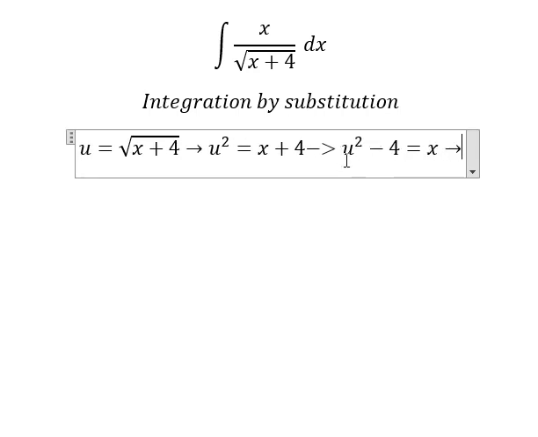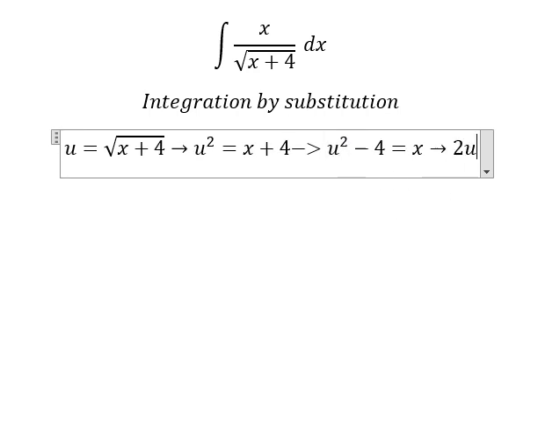Next, we need to first take the derivative of both sides. This one we have 2u. This one is the constant, so you get 0. This one we have 1.